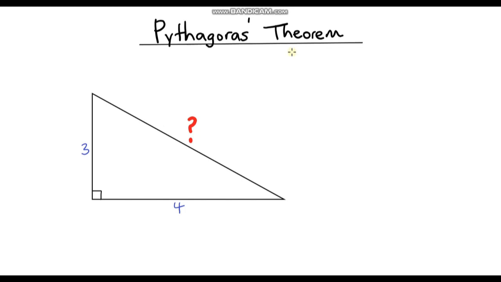Hello and welcome to another video. In this video we're going to be taking a look at Pythagoras' theorem, and we're going to be using this theorem to calculate the hypotenuse in a right angled triangle. What I mean by the hypotenuse is the longest side in a right angled triangle.